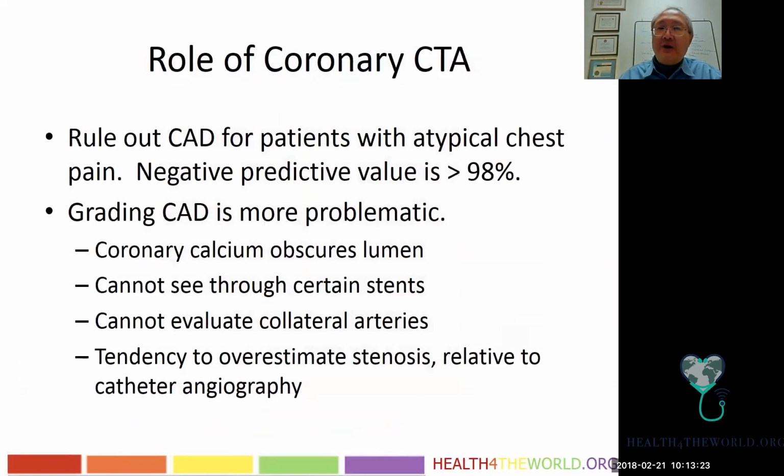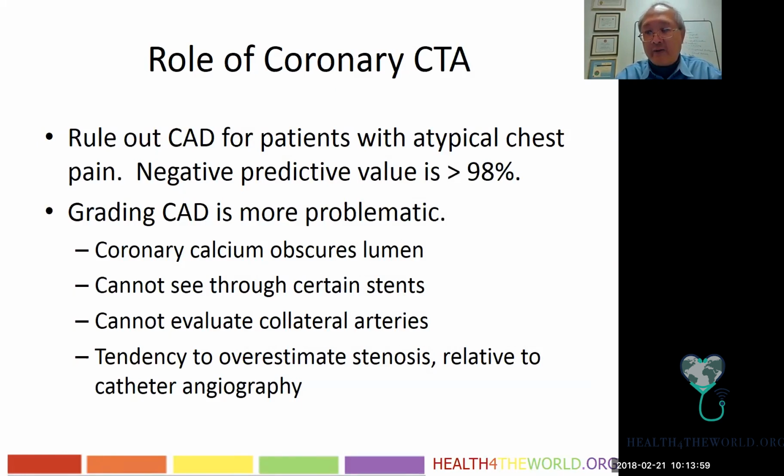Now, the role of coronary CTA is still being defined. We now know that it is a very good tool to rule out coronary artery disease for patients with atypical chest pain. The reason is that when a patient has no coronary artery disease, meaning no calcific plaques and no soft plaques, the coronary arteries can often be seen very well in their entire territory. And when we can see them very well and there's no disease, the negative predictive value is greater than 98% that there's no coronary artery disease as the cause of that chest pain.